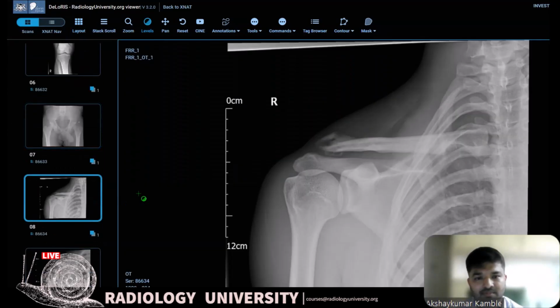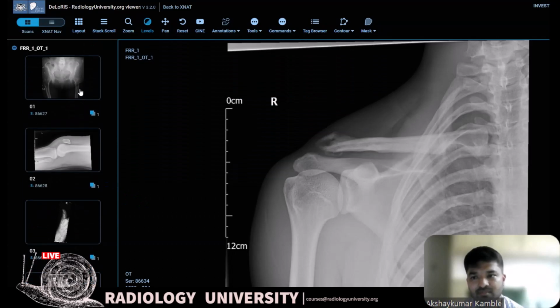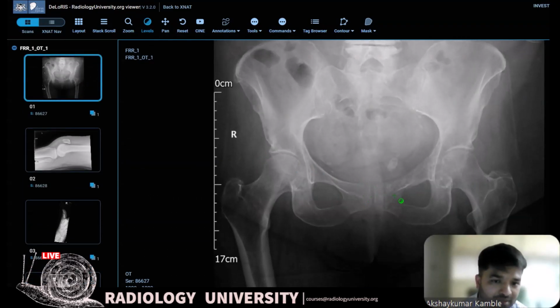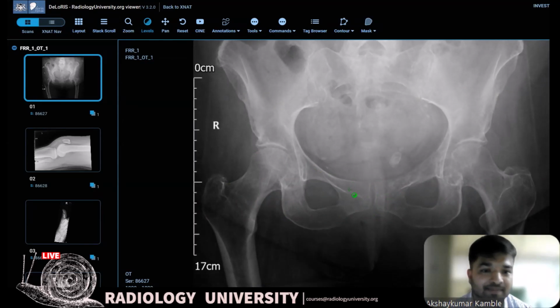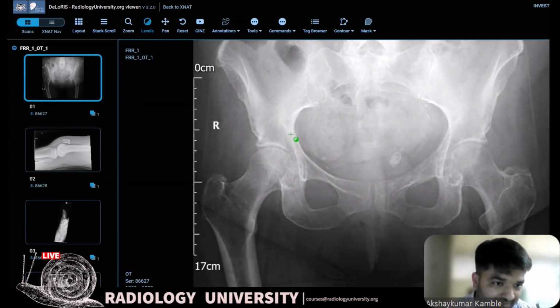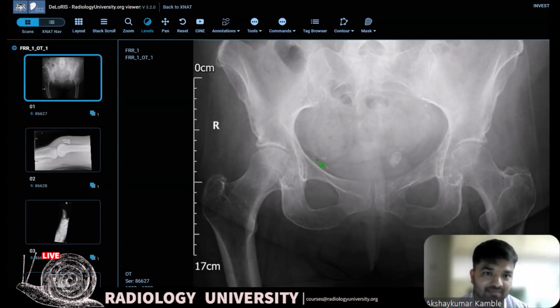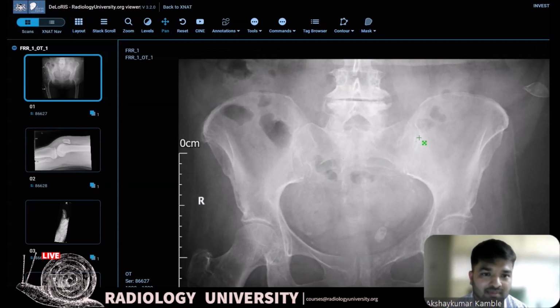I had a doubt in the first X-ray, the one on the right. Sure, you should always ask. That's why we are doing this. Tell me. In the sacral region, what are the soft tissue opacities adjacent to the sacrum? These ones. What do you think those are?